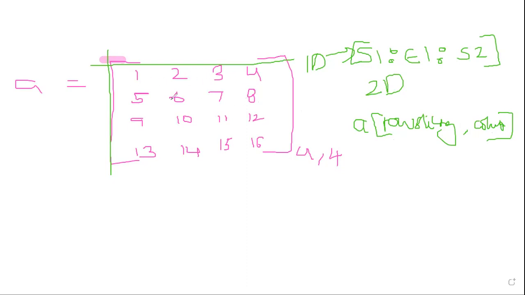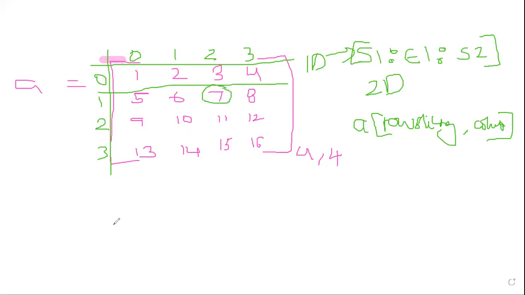Coming to the rows, indexing always starts with 0. This complete row is at the 0th position, this row at the first position, this row at the second position, and this row at the third position. Coming to the columns, it's the same thing: 0th position, first position, second position, third position. These are the positions. Let's suppose from this array I want to access 7. How can we do this?